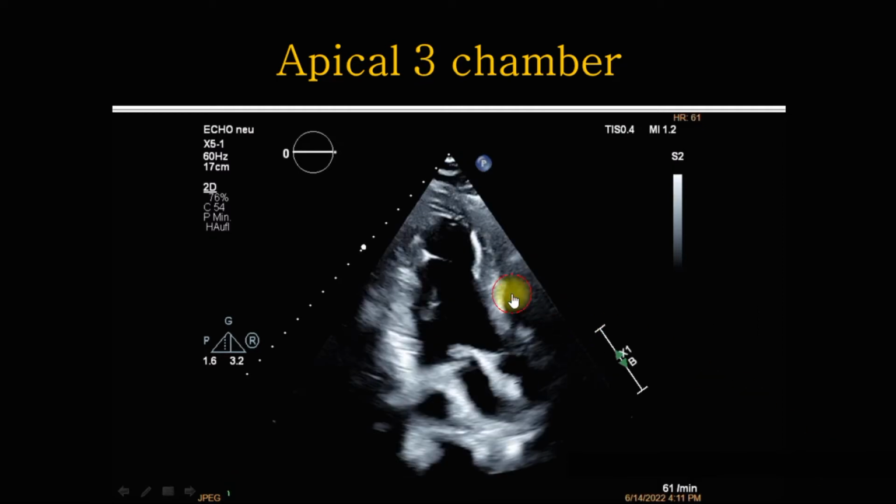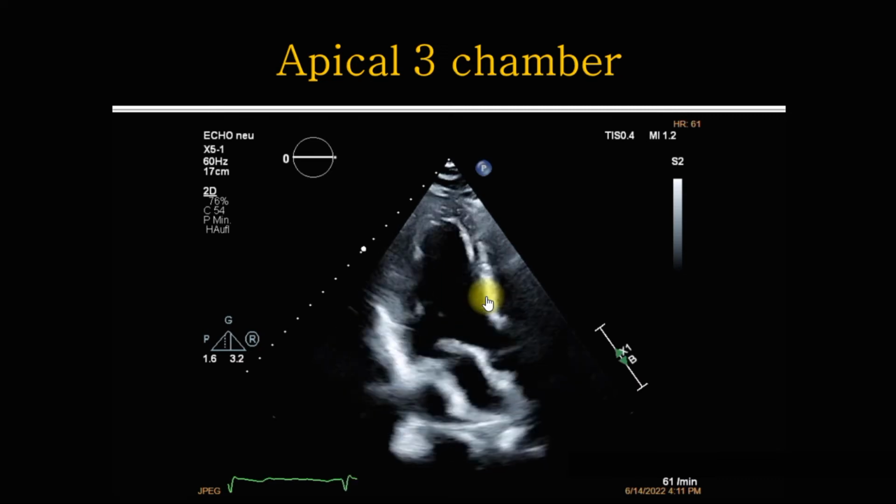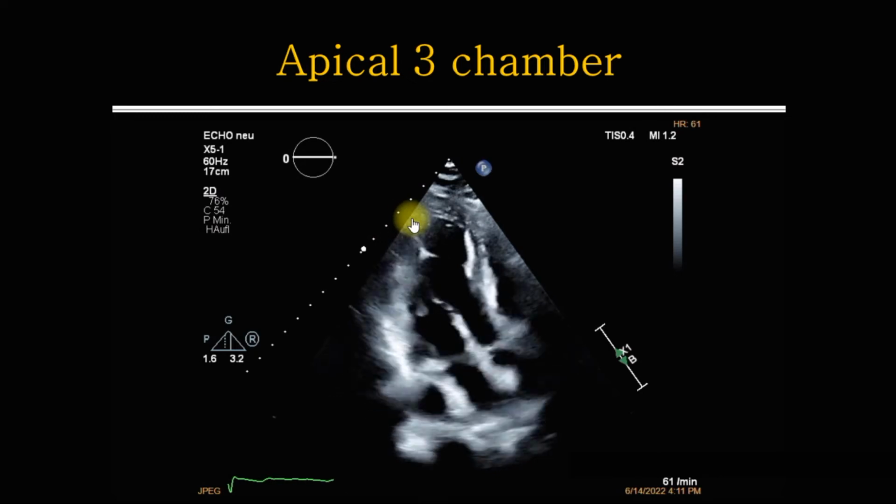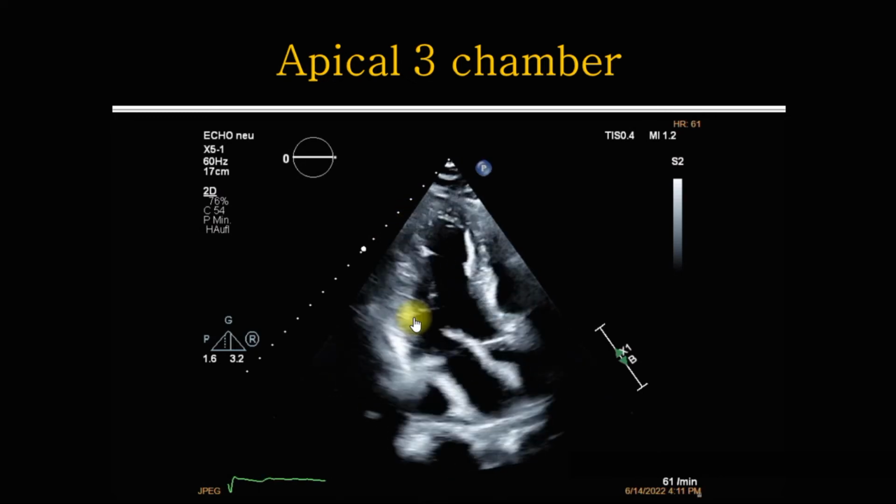With further rotation, the probe marker should be toward 10 o'clock. As we have said, we get the apical 3-chamber view. Here is the septum of the left ventricle. Here is the posterior wall of the left ventricle.